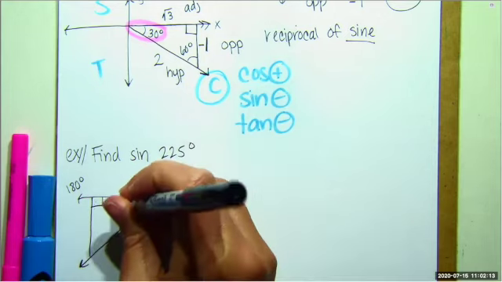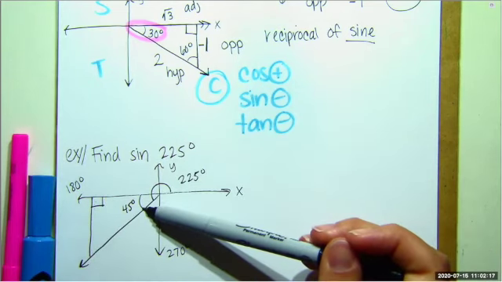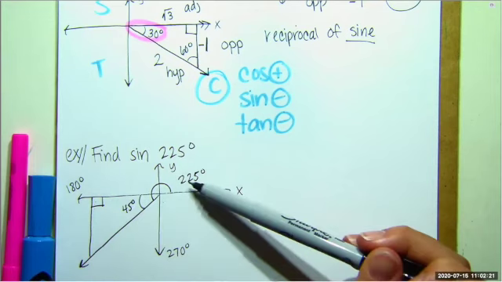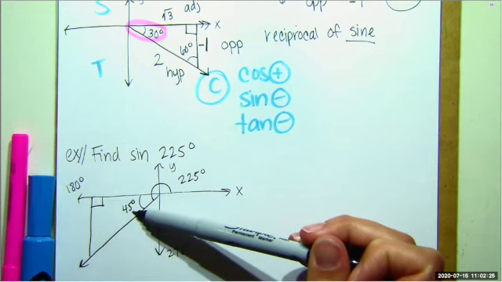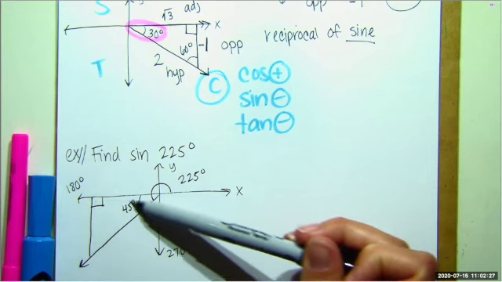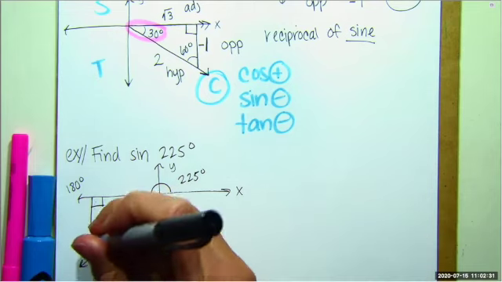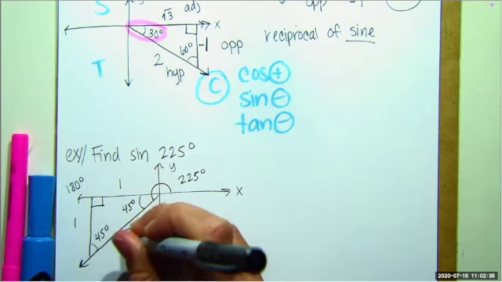45, good. Okay, so to figure that out, we ask ourselves how much past 180 have we gone to get to 225? So 180 plus 45 is 225, or you could do 225 minus 180 is 45. Again, we only know two triangles, so you should always end up with a 45, 45, 90 or a 30, 60, 90. We know our sides are 1, 1, and square root 2.